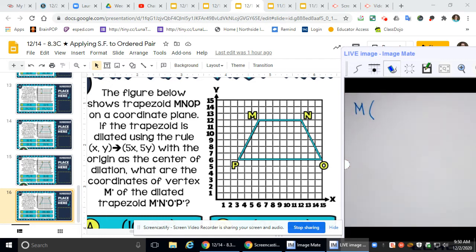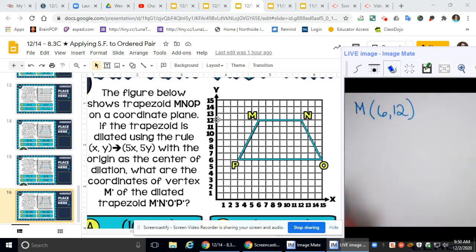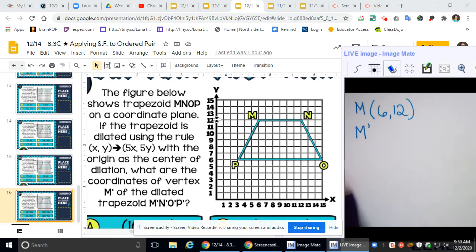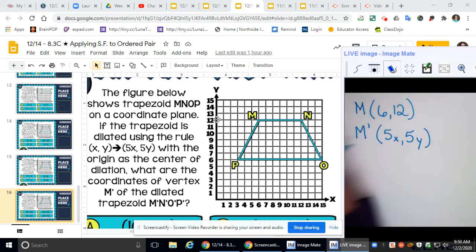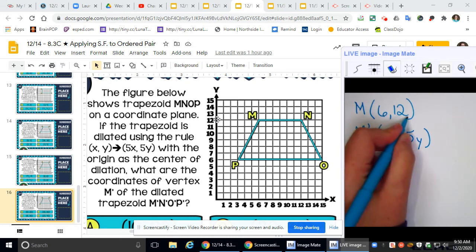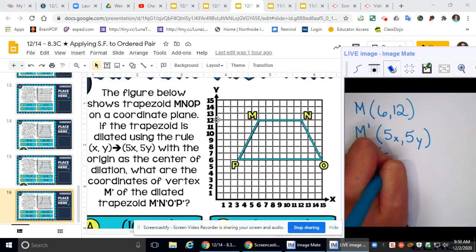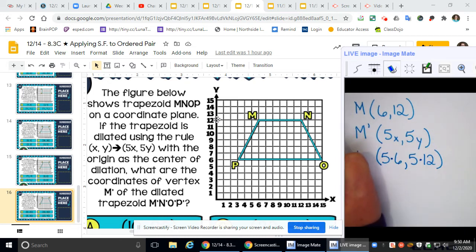We need to put in our ordered pair for M, so let's look at our graph. X goes first, so we go down. It is a 6, and y is second, 12. So the ordered pair is (6, 12) for M. Now for M prime, they want us to use the rule (5x, 5y), which means that I need to substitute the ordered pair for M and multiply. So let's try that again. 5 times 6, comma, 5 times 12. And that's going to be M prime.